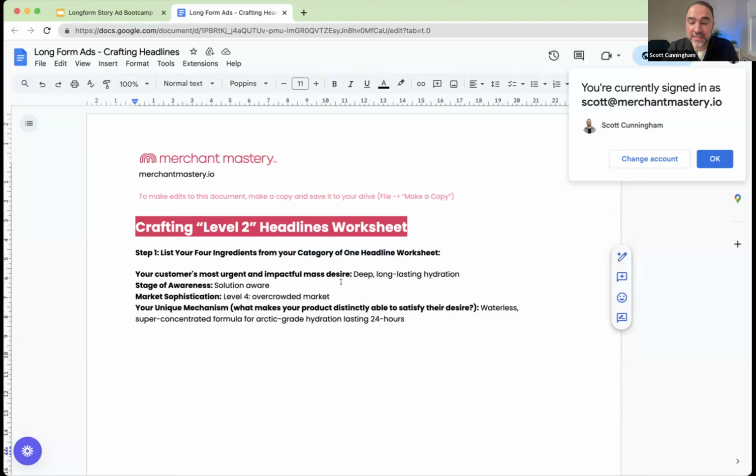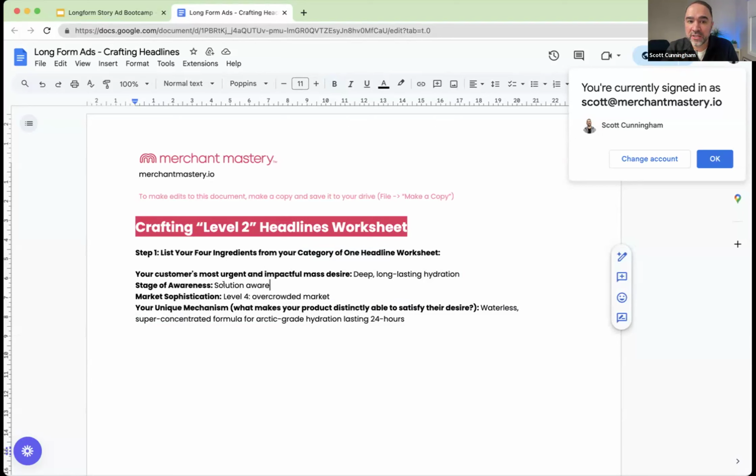If we look at this example, this is a good time to fill this out, because you want this part done if you want to create the level two headlines. You absolutely need these four things. If you look at mine for Field Trip, the customer's most urgent and impactful mass desire was deep, long-lasting hydration. That was the one we picked out of our top five.